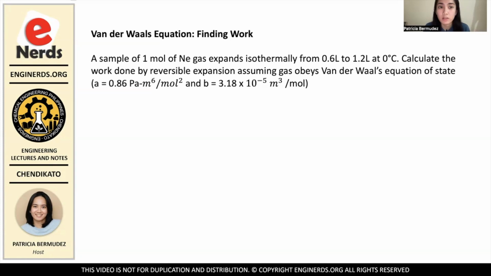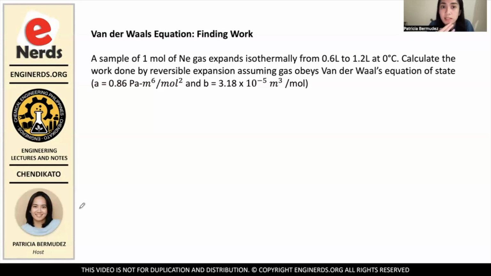The Van Der Waals constant A is given as 0.86 Pascal meter raised to 6 per mole squared, and the Van Der Waals constant B is given as 3.18 times 10 raised to negative 5 meter cubed per mole. In here, it's actually pretty straightforward, and it's less complicated than you might think.